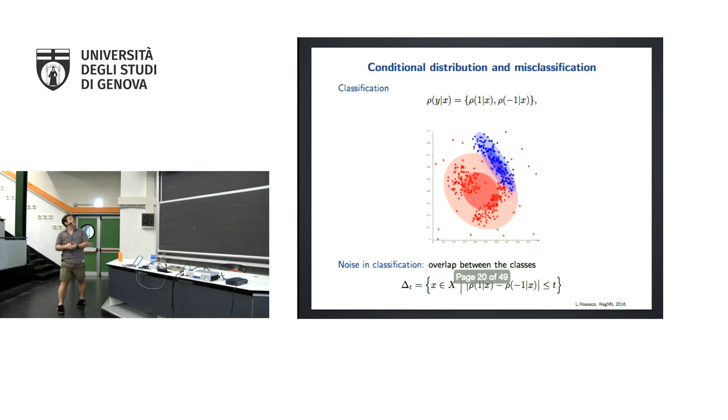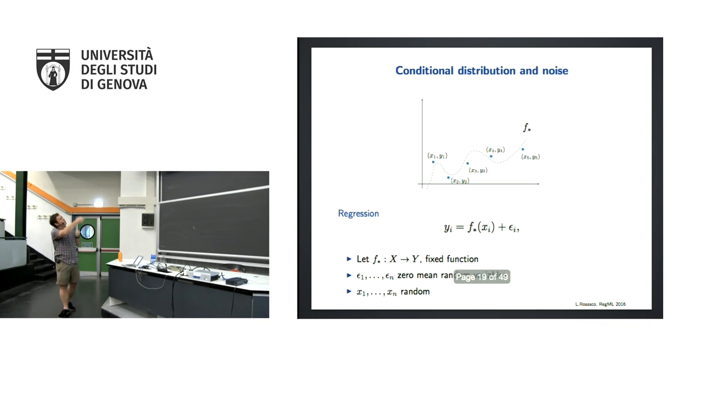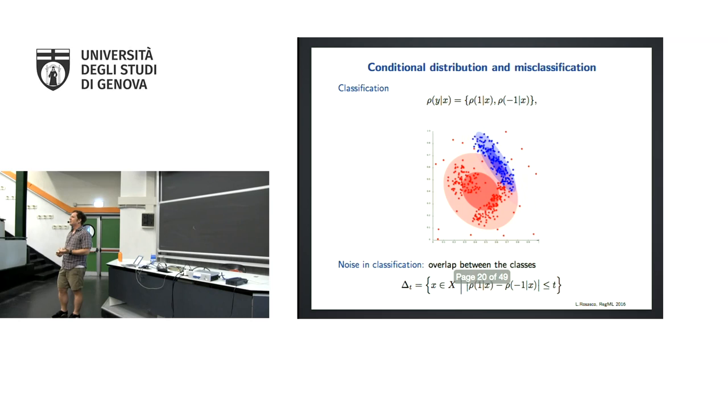What about classification? Well, classification is a bit more complicated. First of all, notice that the conditional distribution is made of only two terms. In binary classification, you have class one, you have class minus one, and that's it. So you just have point masses in one and in minus one. You have nothing else. And now, what does it mean that you have noise? Can we write down an equation like the one I showed you before? Maybe, but does it even make sense? I'm not really sure.